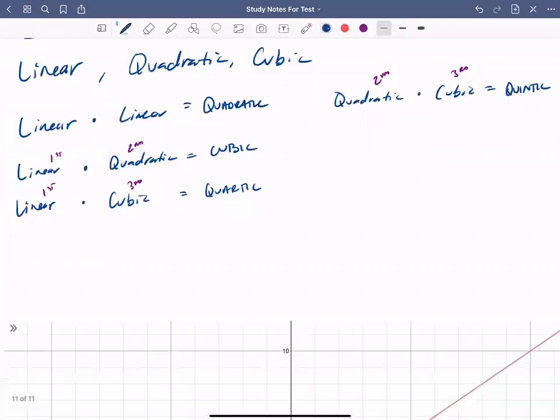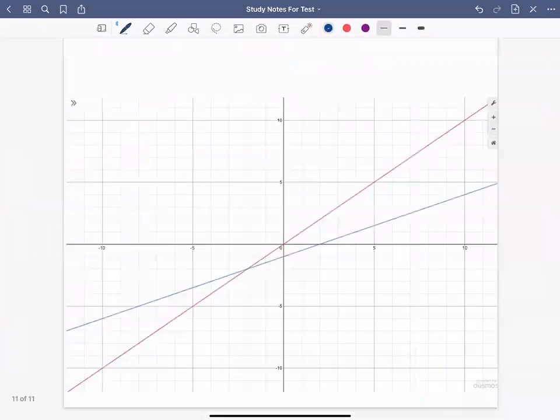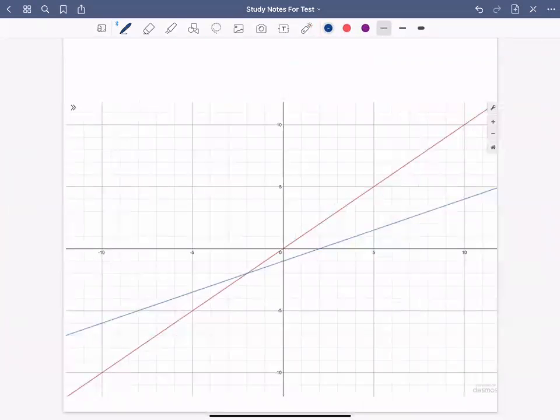So here we go. We have a linear and a linear. I've used the exact same graphs as in the previous lectures that I recorded. I'll make this red line f of x, and I'll make this blue line g of x. So we have f of x times g of x. It's the exact same process as when we add and subtract. We looked at the y values and we added or subtracted them. Now we just take the y values and we multiply them.